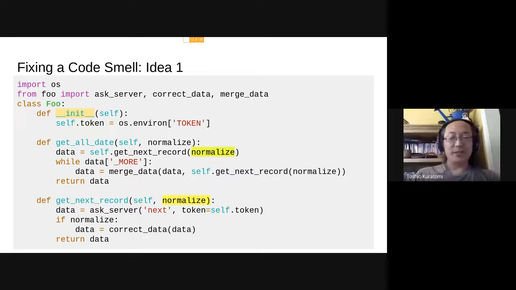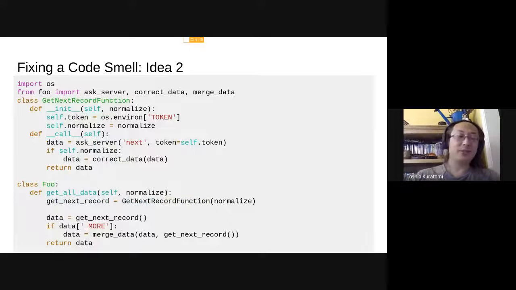And then normalize, I'm going to handle differently. Normalize was passed into getAllData, and now getNextRecord is also going to take normalize, and I will just pass that as a regular function parameter. This way, if the user calls getAllData with normalize, it will work. If they call getNextRecord with normalize, that will work, because normalize is being set when you call the function. So this is one way to fix it. Here's a second way.